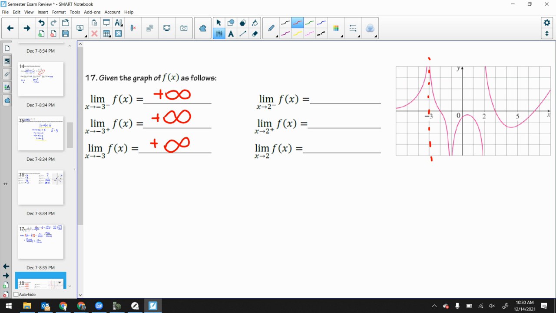Okay, let's take a look. I'm looking at 2. 2 from the left. Negative infinity. 2 from the right. Positive infinity. 2 total. Does not exist. Good. Seems solid with that one. That one was a good one.